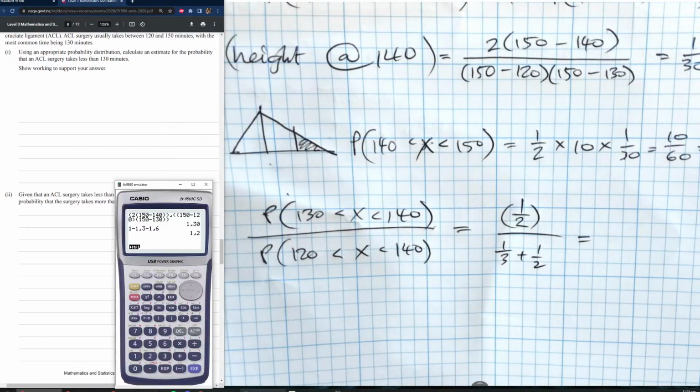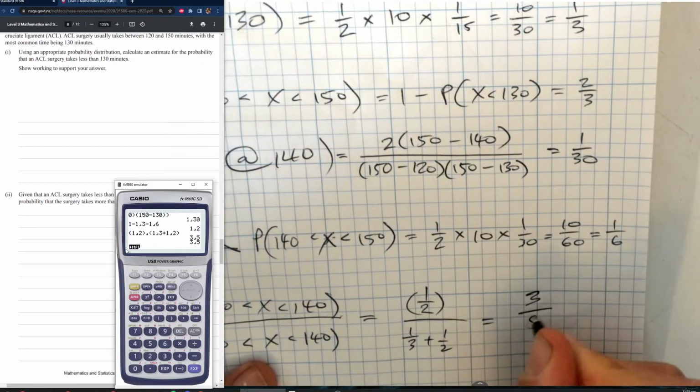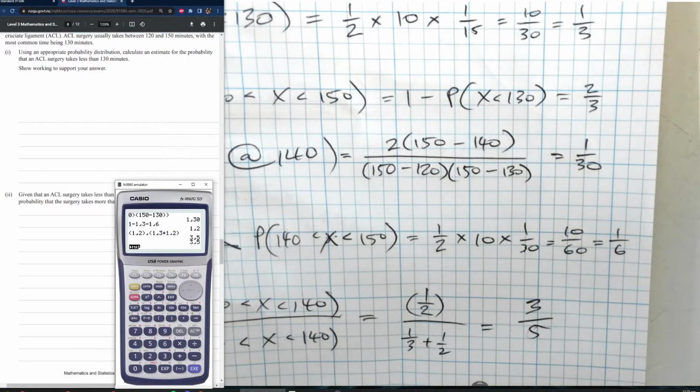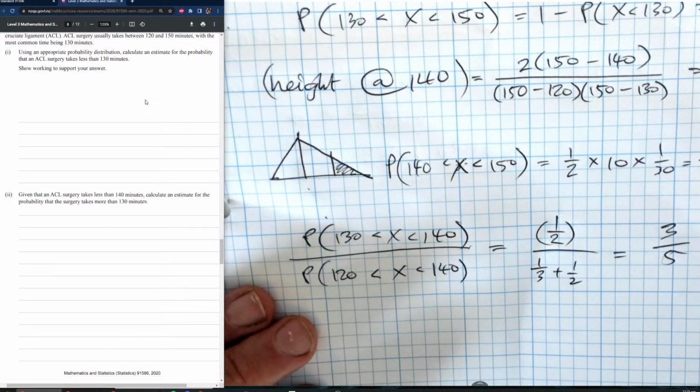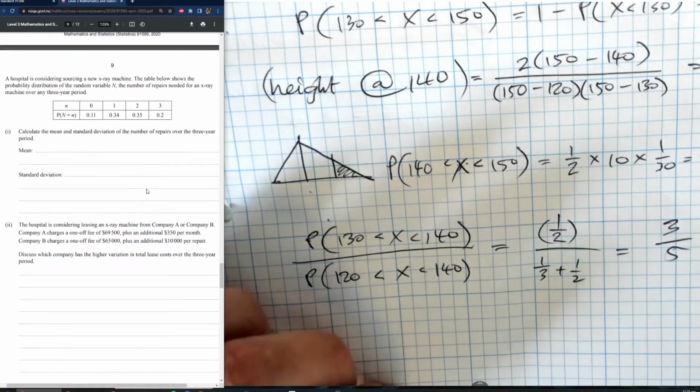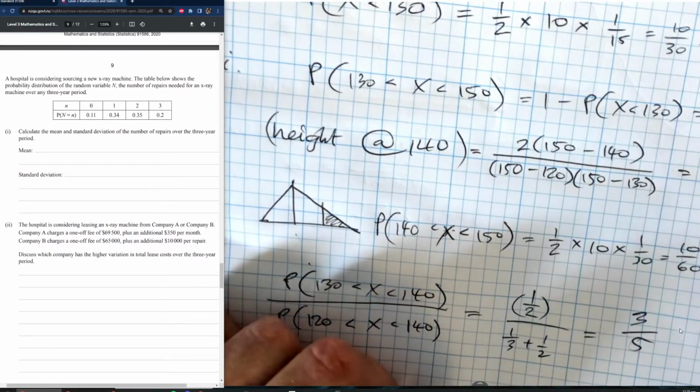Okay, let's do that. I'm going to be real careful with brackets. 1 over 2 over 1 over 3 plus 1 over 2. Is that good? Yes. 3 over 5. I feel like I should check that, because if I'm wrong... Yep, that's right. That gives you an excellence, because it's got conditional probability and a fairly complicated version of triangular distribution. Okay, moving on.